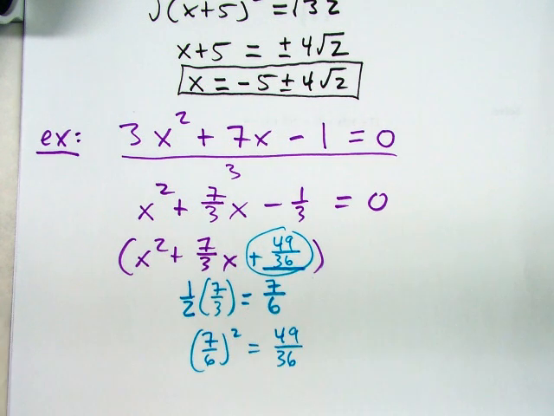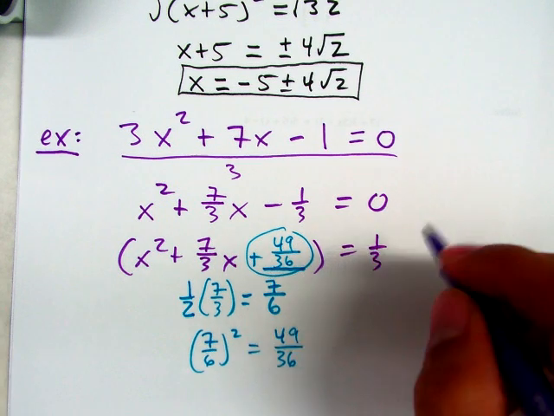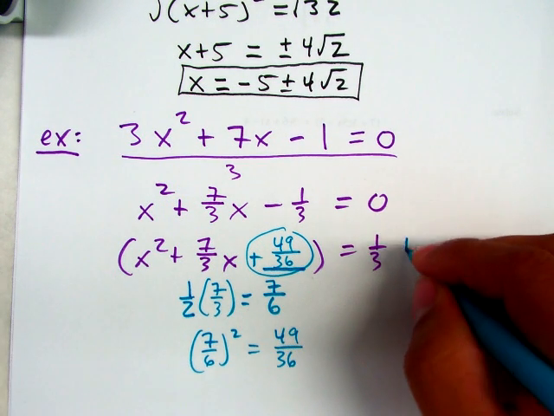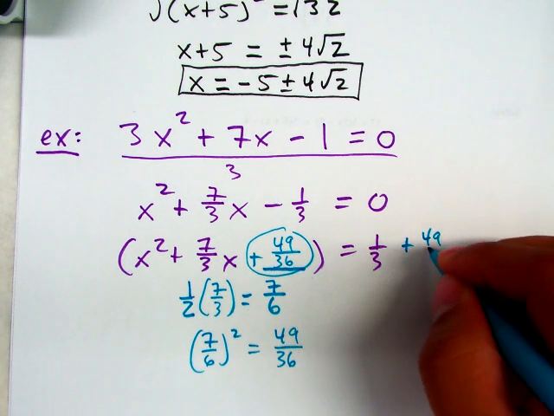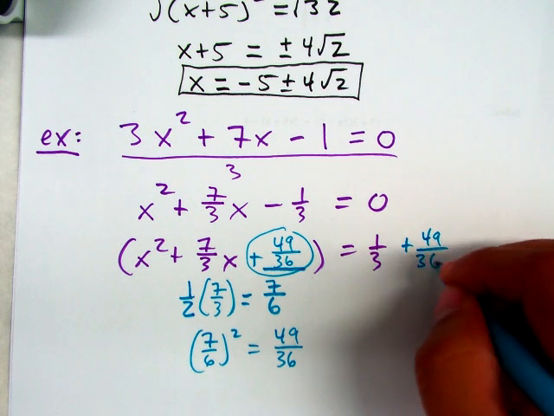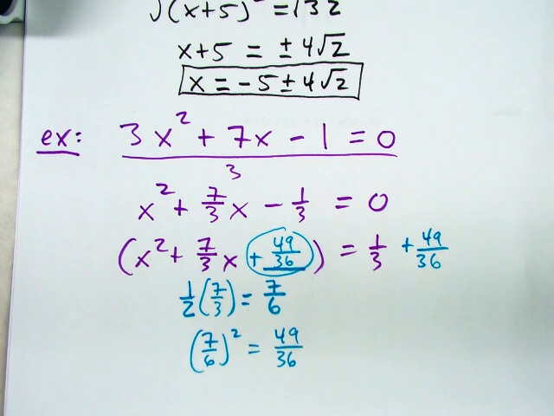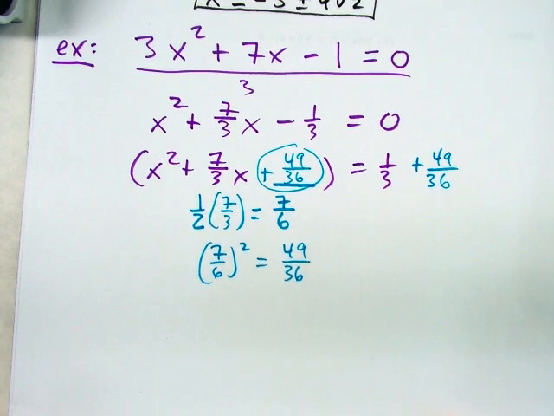On the right, we're going to have the 1/3, and we're going to add 49 over 36. Let me just make sure you guys are good. Everybody good with what we've done so far?